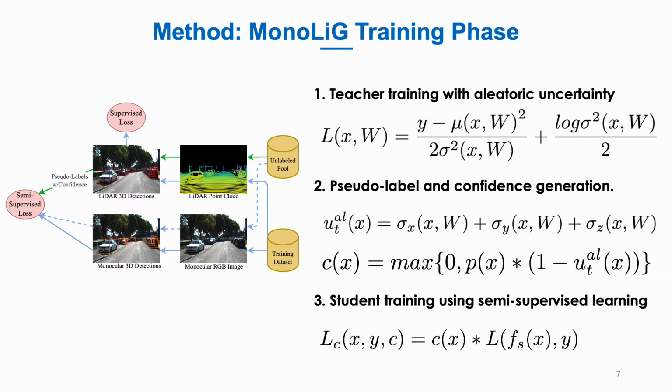In the training phase, we have three main steps. First, we train the LiDAR teacher detector, where we adapt the training to incorporate the aleatoric uncertainty predictions. This is achieved by predicting not just the mean, but also the associated uncertainty for each of the regression parameters. And then we modify the loss function as shown here. Then we sum these uncertainties into a single teacher aleatoric uncertainty score. This score is then used to define the confidence of each LiDAR prediction, shown as Cx here. Finally, we train the student where we scale the loss by this confidence.